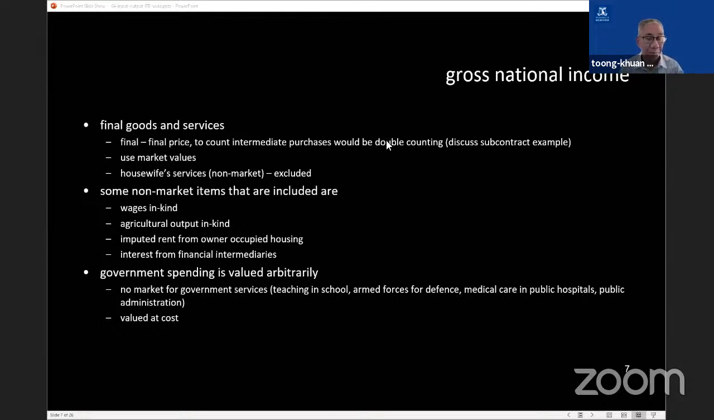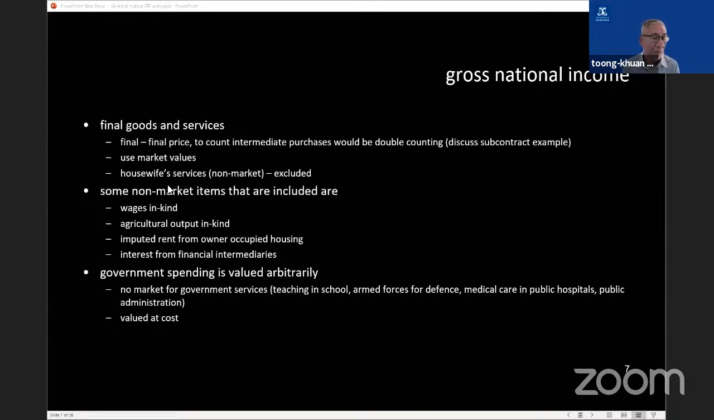We use market values, and some services like what a housewife or a house husband does at home are not marketed. So you cannot actually value housework done at home. That is then excluded, okay? So the value of a family member working at home, cleaning the house, repairing the house, and all those things are not included in GNI or in GDP because that value cannot be calculated or captured.